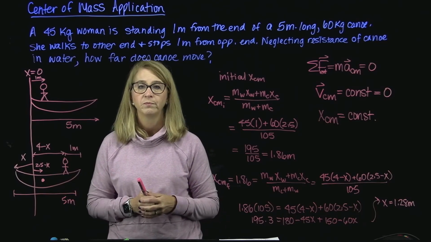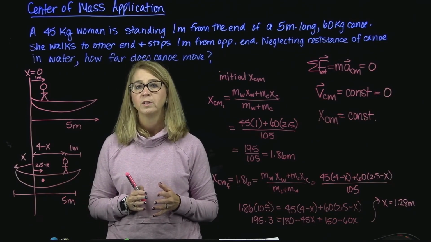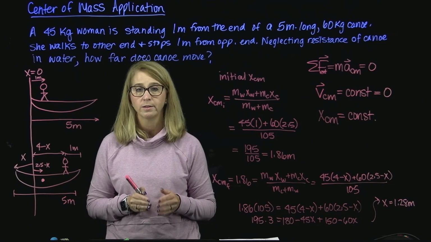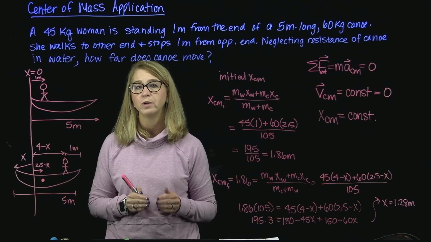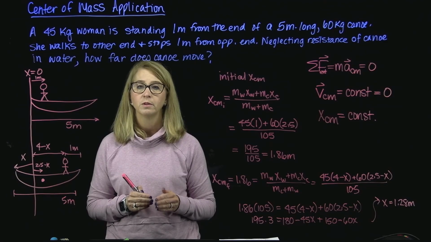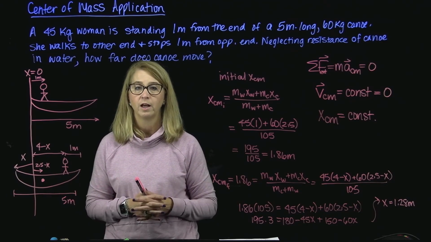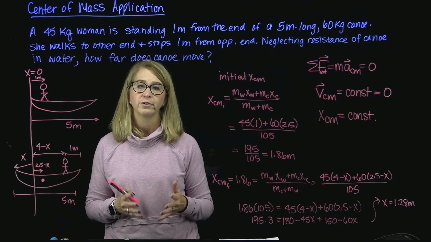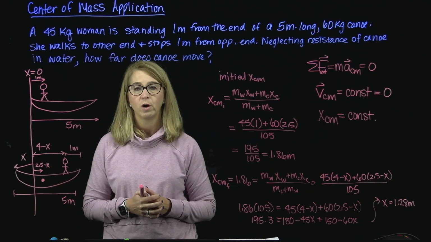Seems reasonable, but the basic idea that we used to solve this problem was that the center of mass of the system was going to remain where it was because there was no net force on the system to cause it to move, to accelerate it, or to give it any velocity. And so that allowed us to figure out where exactly everything would be after she walked to the other end.